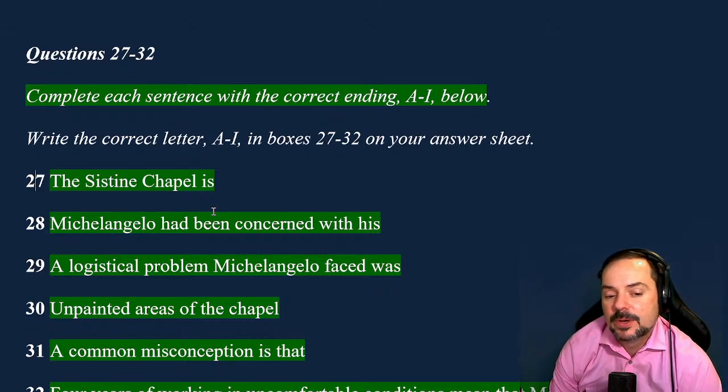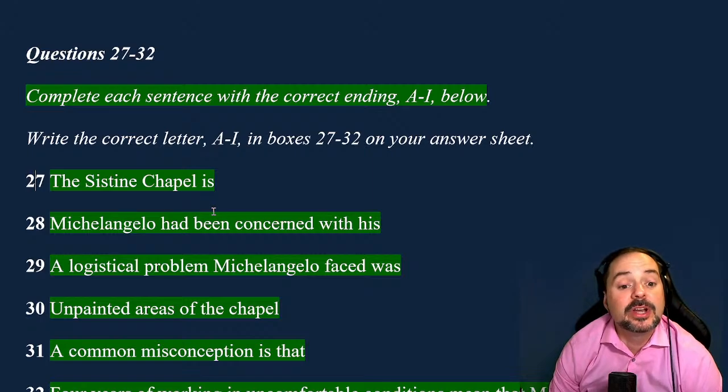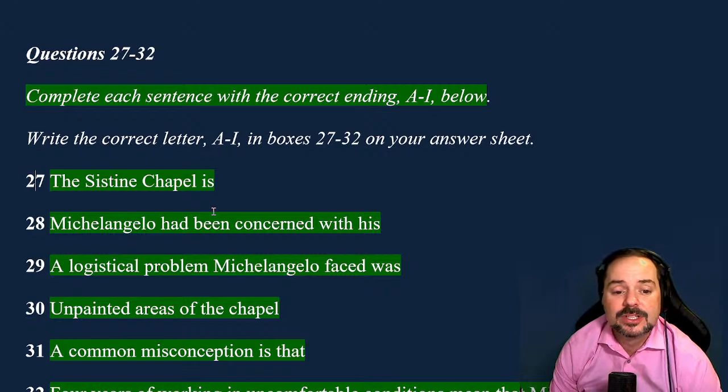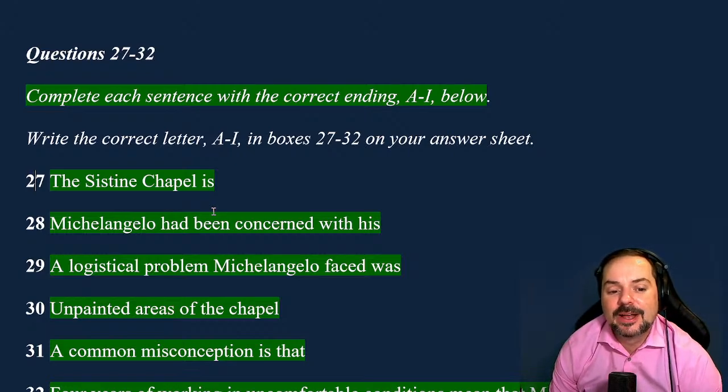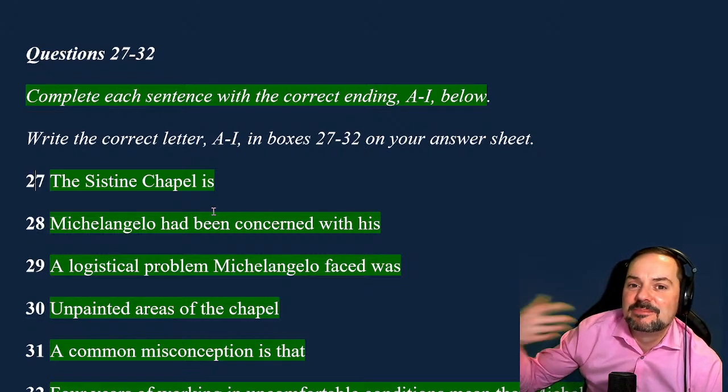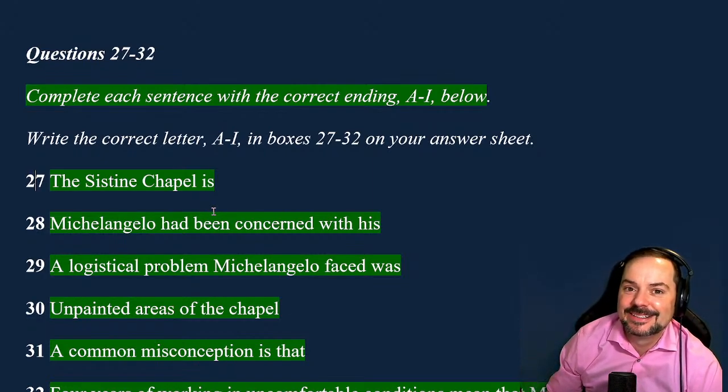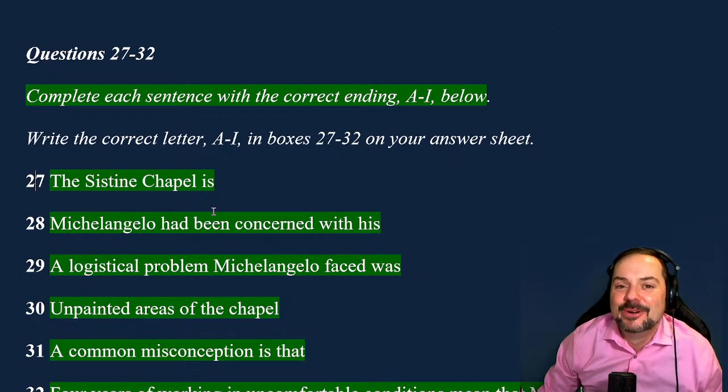Can you finish it another way? What else is the Sistine Chapel? The Sistine Chapel is the church that's located near the Vatican City. Very nice. Okay, that's another good way to finish it. Is there another way? Who does it serve? It kind of tells you this in the beginning. If I'm Michelangelo, who was being pushy with me to paint? The Pope.